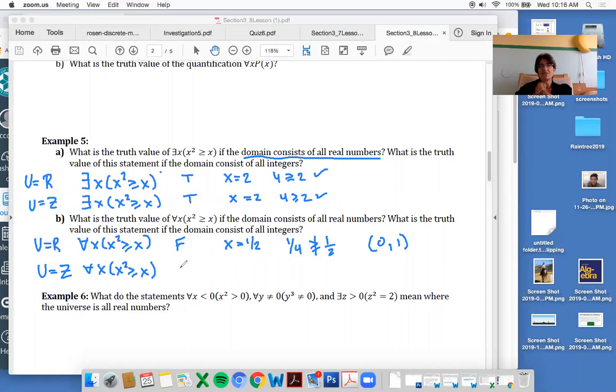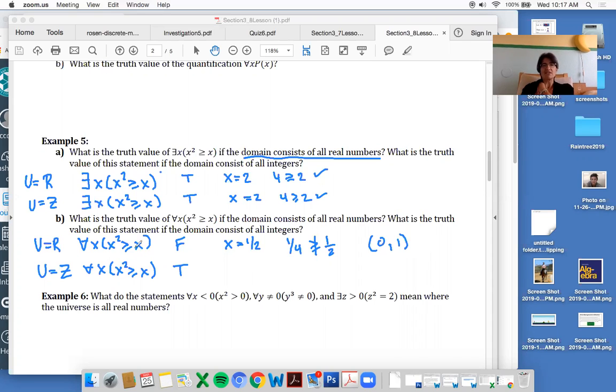Is this going to be true or false? This is going to be true, right? Because we saw previously that only numbers from 0 to 1 will break the inequality, but there are no integers between 0 and 1. So it holds for 0, it holds for 1, it holds for any other integers. So that's going to be true.